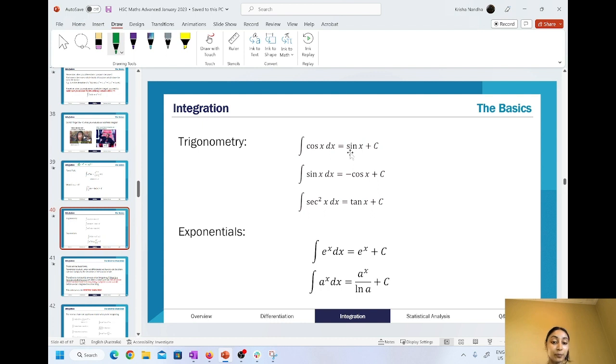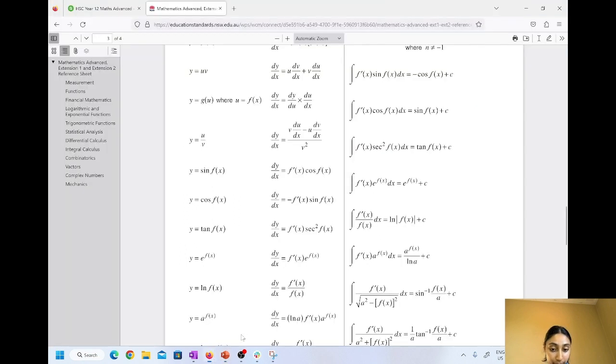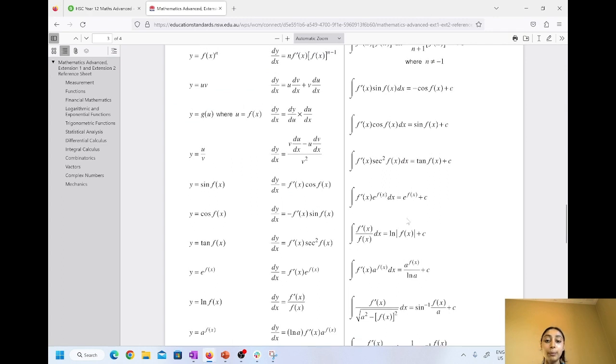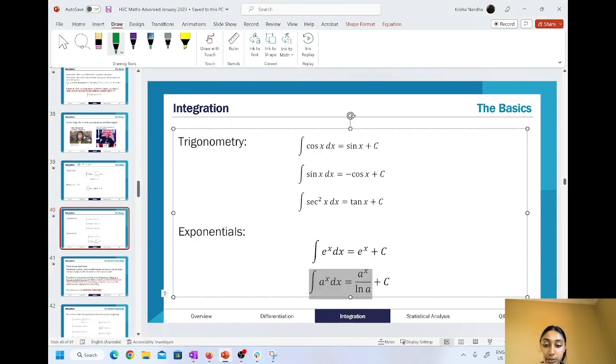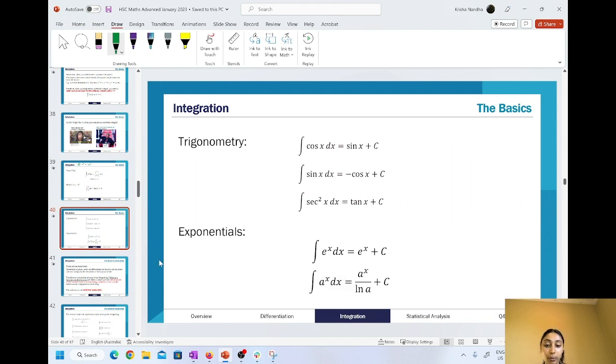Okay, now we have the exponentials. We have e to the x similarly gets us e to the x plus c, or better yet, if we have the derivative of that exponential function times e to the f of x, it gets us e to the f of x plus c. Okay, and then this one over here, just like how I wouldn't bother memorizing the derivative of this in differentiation, I wouldn't bother memorizing the integral of this either, because it's on our formula sheet already. And I don't think I've received many questions on this at all. Okay.